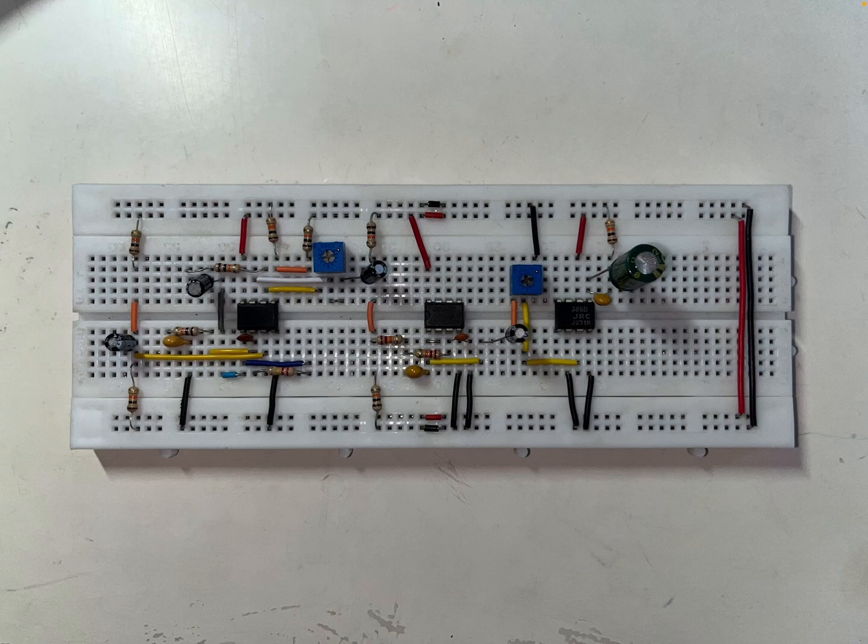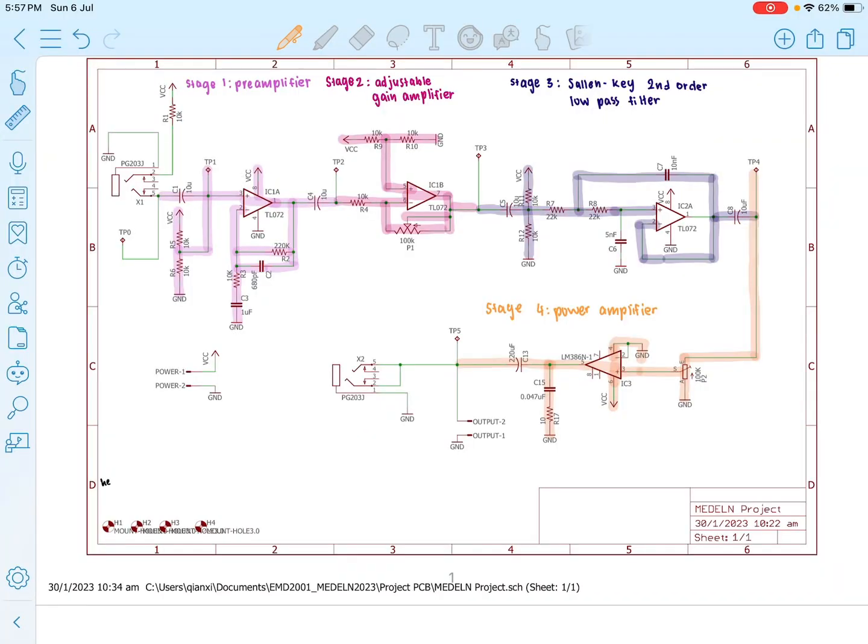Let's now take a look at how the signal is processed in each stage of the circuit. For simplicity, the schematic diagram is divided into 4 stages, with stage 1 from TP1 to TP2, stage 2 from TP2 to TP3, stage 3 from TP3 to TP4, and stage 4 from TP4 to TP5.